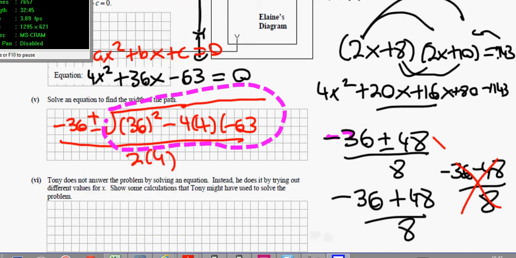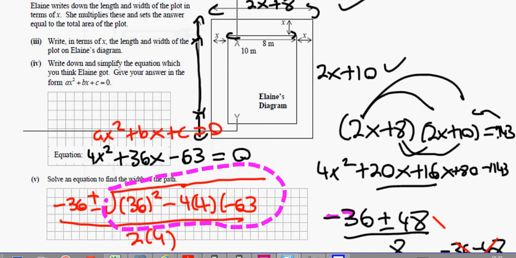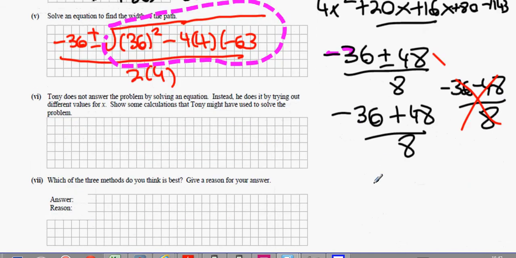Now minus 4.5 is not the right answer. You can see where I made the mistake here. I actually put in minus 12 when I should have put in minus 36. So it's x equals 1.5, not 4.5, not 9 over 5. It's 1.5. Okay, so x equals 1.5 is the answer.